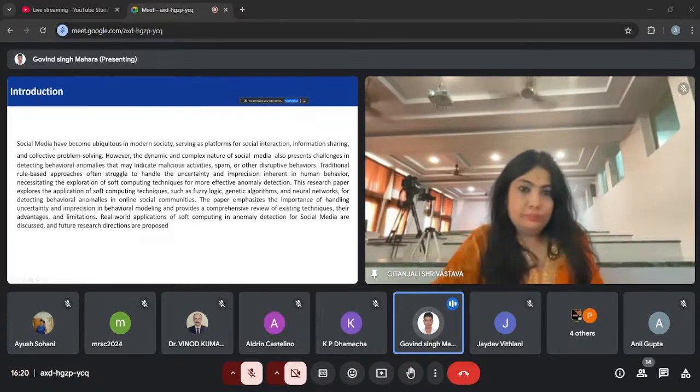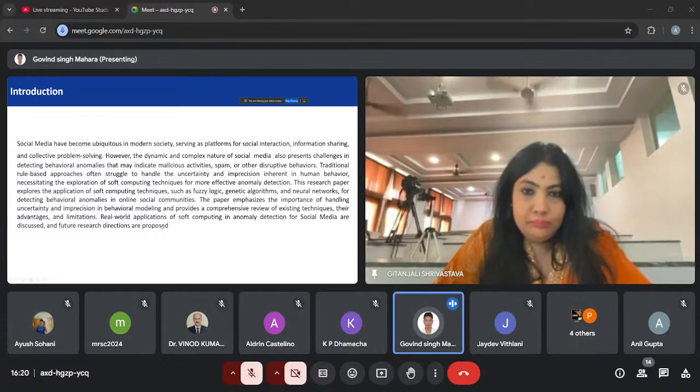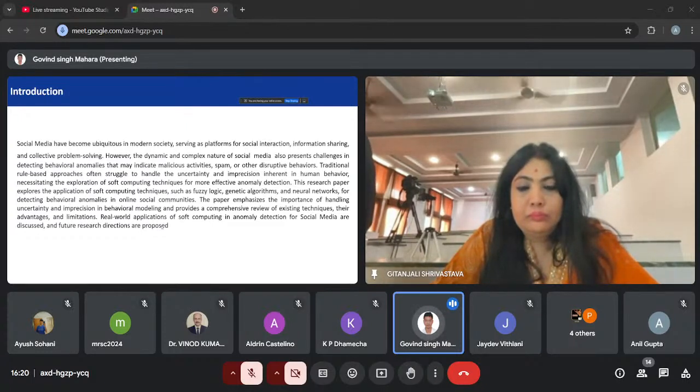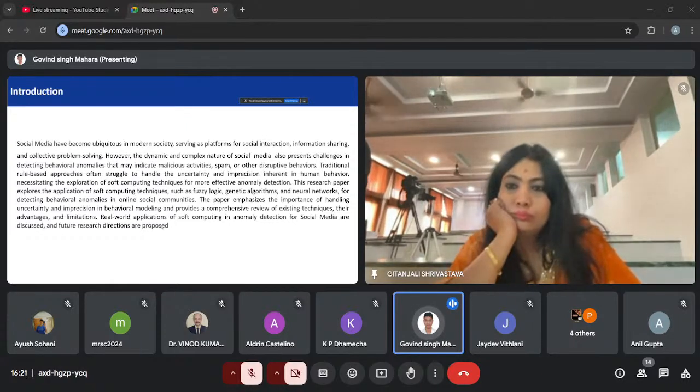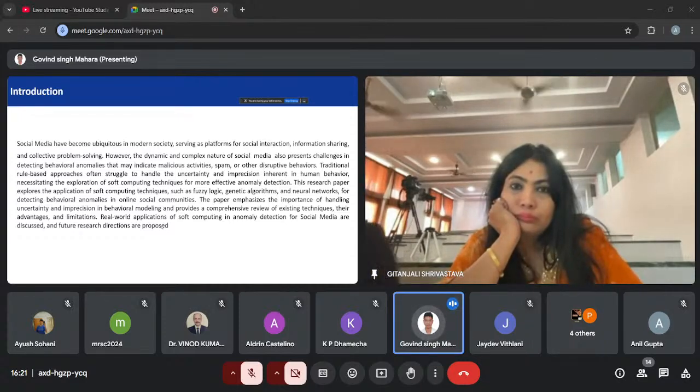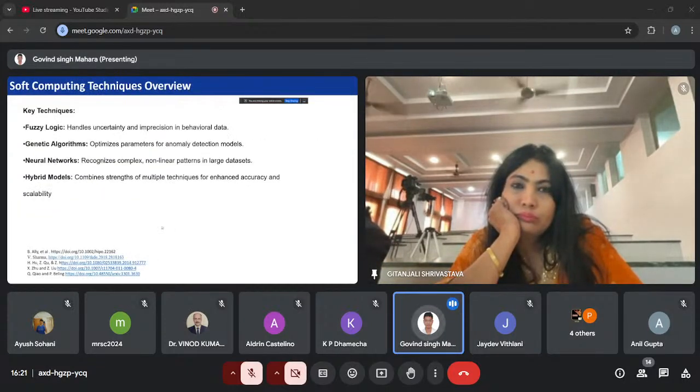In the introduction, we have concluded that social media is a vast data lake with complex problems in the collective data, and anomaly detection is very complex. The traditional rule-based approach is not sufficient, as complex human behaviors are getting introduced. This paper's objective is to explore the application of soft computing techniques such as fuzzy logic, genetic algorithms, and neural networks for detecting behavioral anomalies in online social communities and social media. The paper emphasizes the importance of handling behavioral models and provides a comprehensive review of existing techniques, their advantages, limitations, and real world applications. So that is the objective.